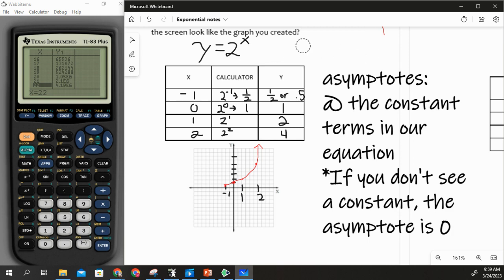Now, these asymptotes, they're all horizontal. So there's going to be some horizontal line that we're not going to cross. And it's going to make sense as we look at whatever our graph is going to be. So, any questions before we do some more examples? Y'all feeling all right? All right, stop me if you need me to, okay?